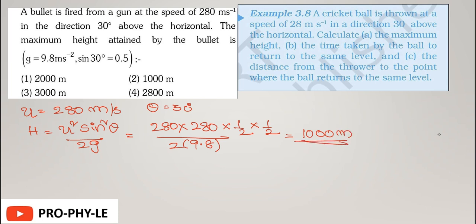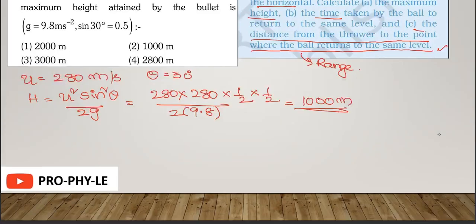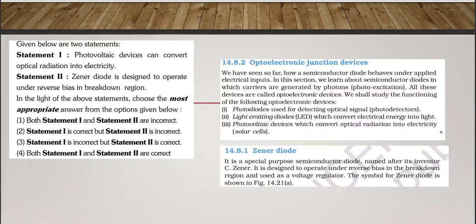This is the maximum height. Just look at this: the same question was improvised from this NCERT example. A ball is projected with a speed and a direction 30 degrees above the horizontal. So we are having maximum height, time of flight, as well as the distance from the thrown point to where the ball returns to the same level, that is the range. In the last case, they are indirectly asking to find the range. So you can expect this kind of question from the motion in a plane chapter.